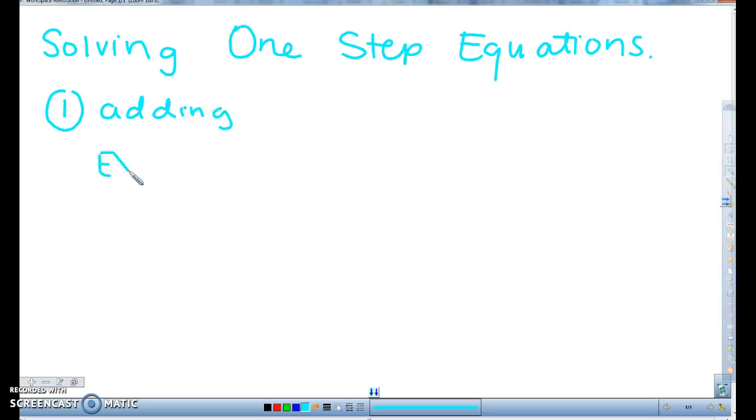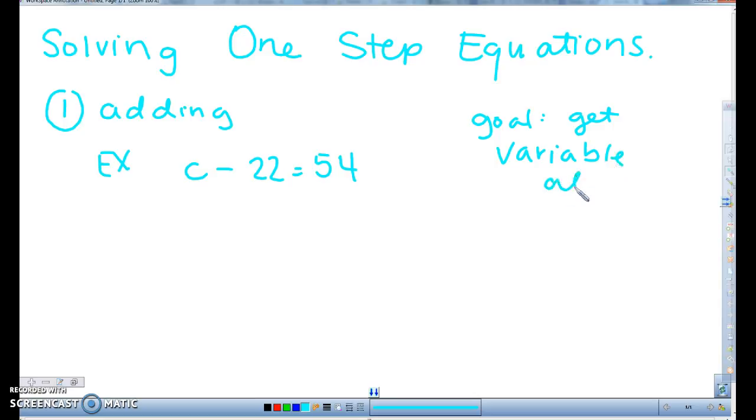So, let's say, for example, we have c minus 22 equals 54. You know you need to get c by itself. That's always our goal. Okay, so how we do that is we're going to add. Why are we adding? Because that's the inverse operation of subtracting 22. So we're going to instead add 22. And what we do to one side, we have to do to the other.